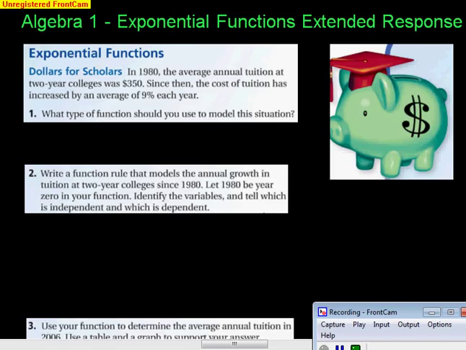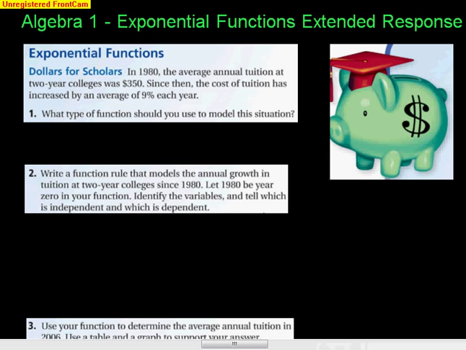So it says in 1980, the average annual tuition at two-year colleges was $350. Since then, the cost of tuition has increased by an average of 9% each year. What type of function should you use to model the situation? Well, this whole section has been about exponential functions. If you look in this problem, it says it's increased by this 9%. When you see that, immediately you think of exponential, and in specific exponential growth. So this is an exponential growth function.